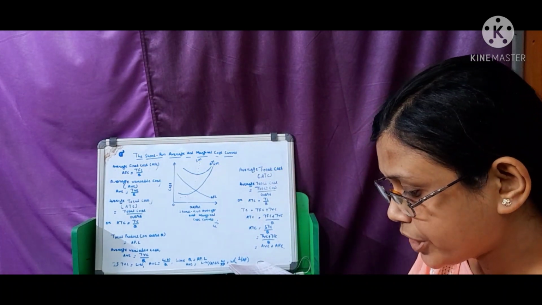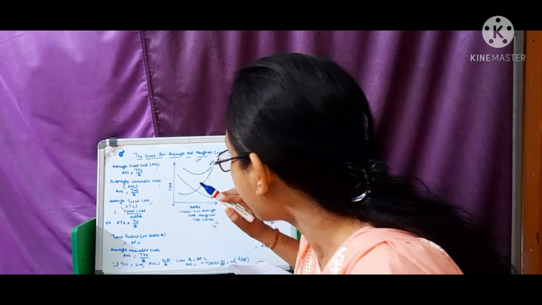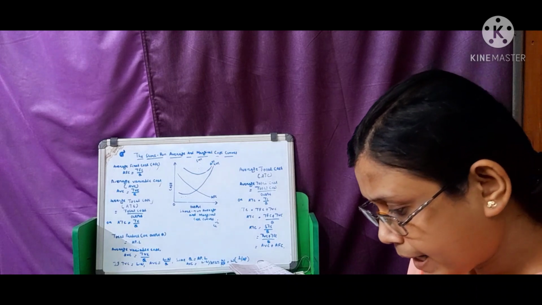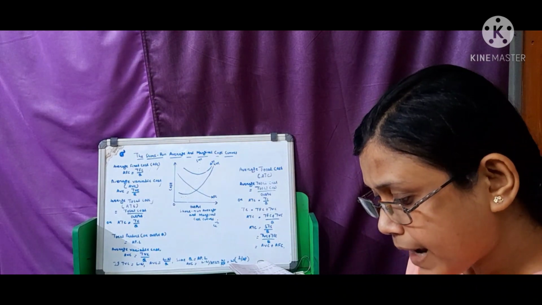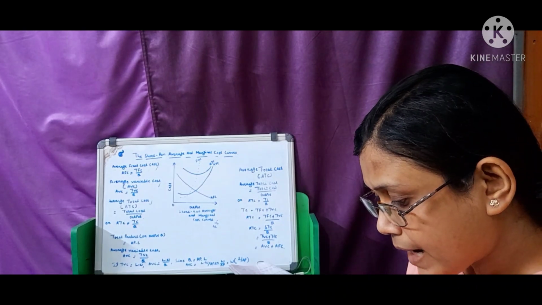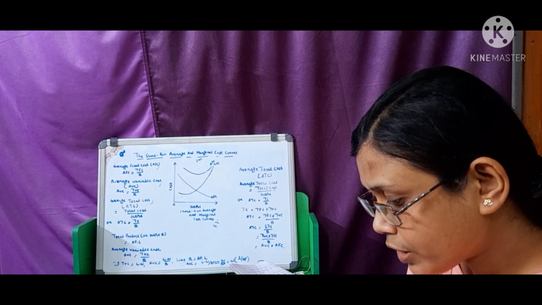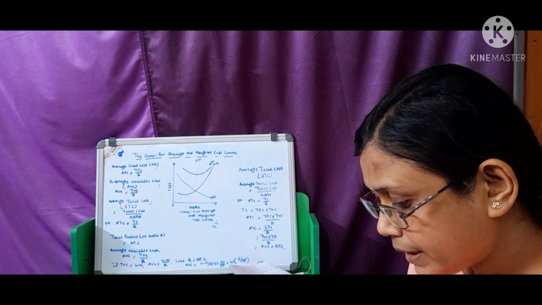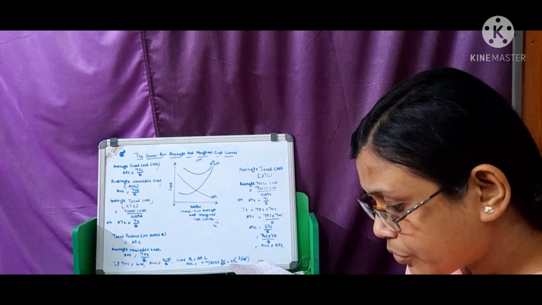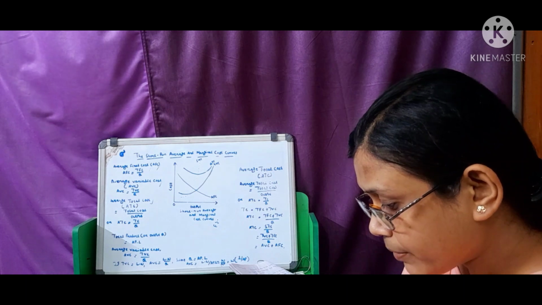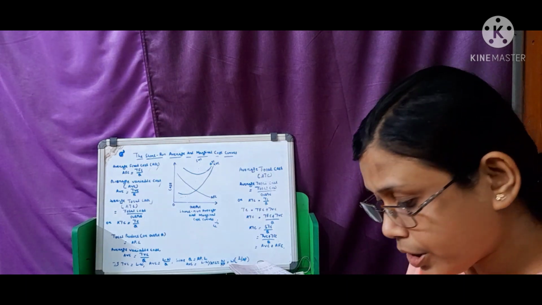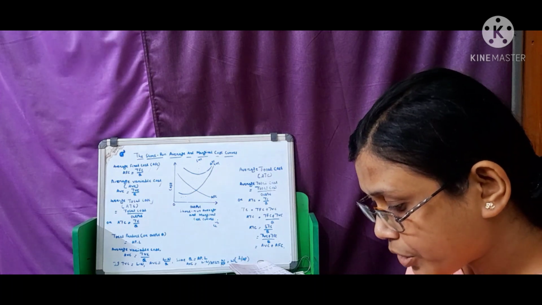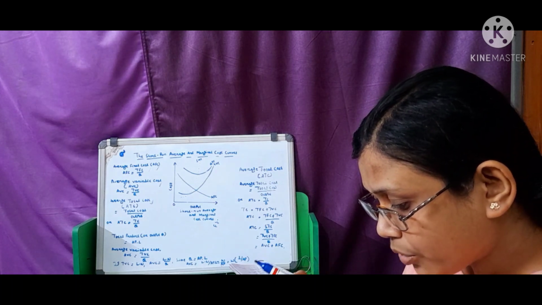Average total cost is the sum of average fixed cost plus average variable cost. As output increases, average fixed cost becomes smaller and smaller. The vertical distance representing average fixed cost between the average total cost curve and the average variable cost curve goes on diminishing, and the average variable cost curve approaches the average total cost curve.